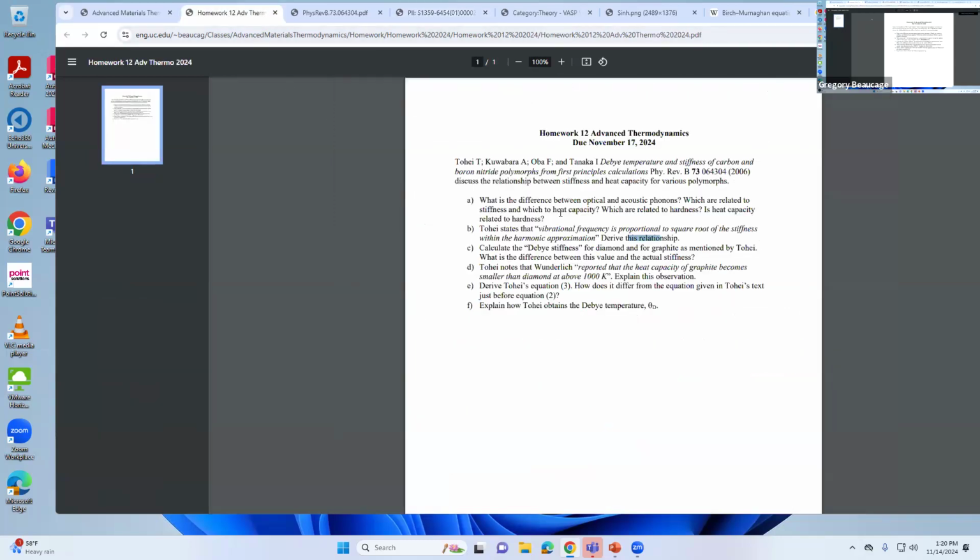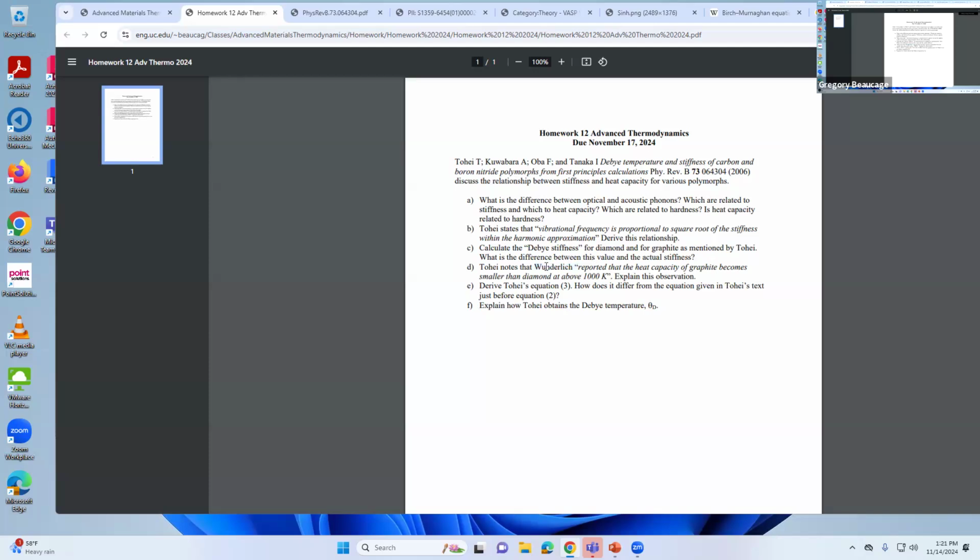Anyway, so it's that business. And then calculate the stiffness using that equation. Use the Debye temperatures he gives, calculate the stiffness, and then compare it with whatever you can get from Google for the modulus of diamond, of graphite, and maybe the carbon nitride thing. Then it's interesting he mentions this guy Wunderlich, because he's a polymer guy. Wunderlich is the guy who does the heat capacity for polymers at the end of the notes, so I'll go through that. So the same guy is talking about this.